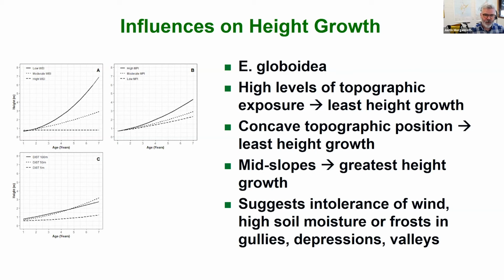And also it's intolerant of high soil moisture or potentially frosts in gullies or depressions or low down in valleys as well. So globoidea is not a species to grow in your valleys, not a species to grow in areas prone to frosts, because it simply doesn't exhibit, I guess, a great height growth response to those conditions.